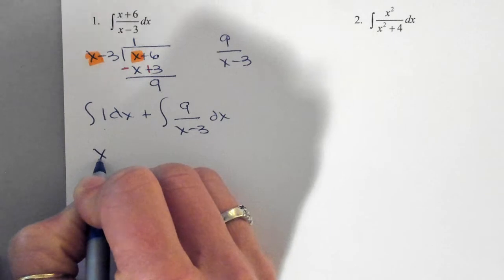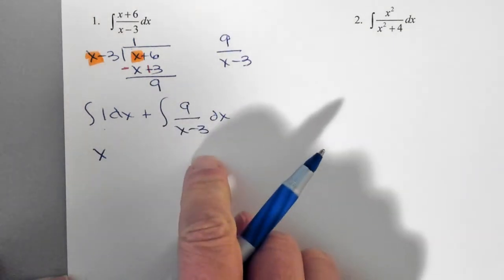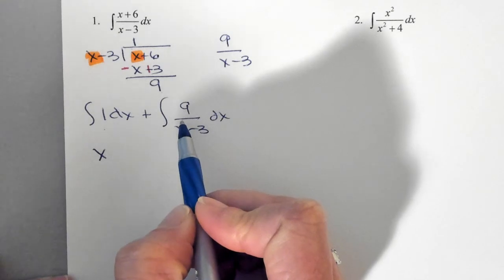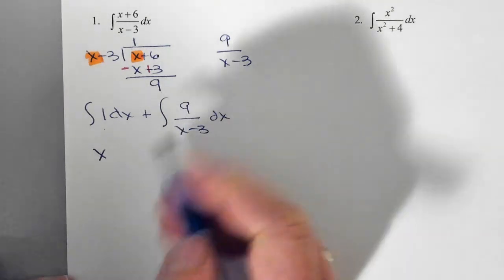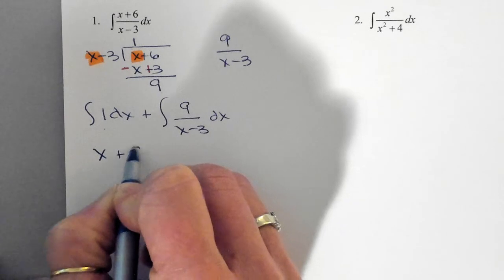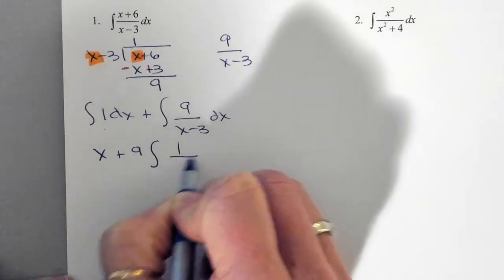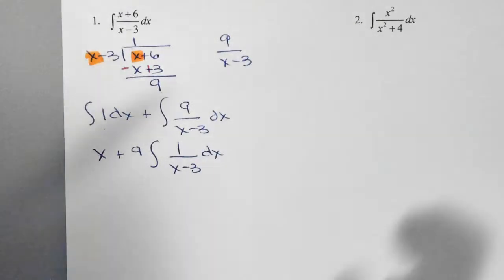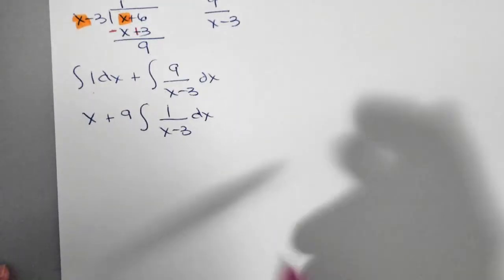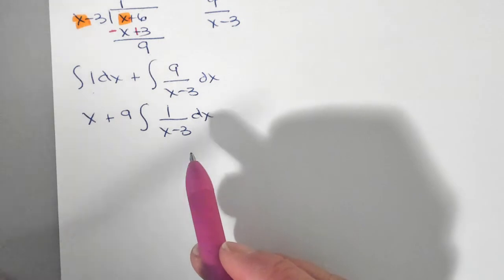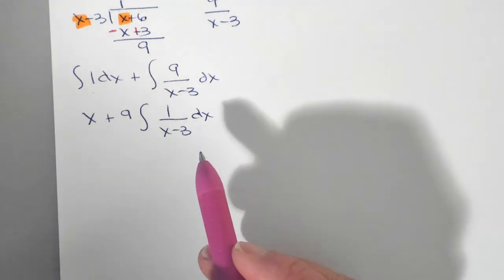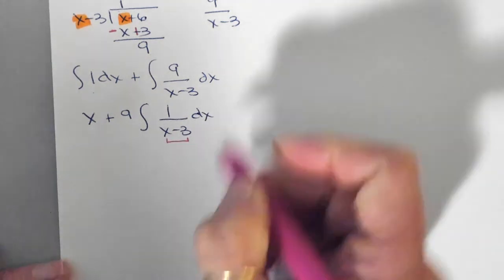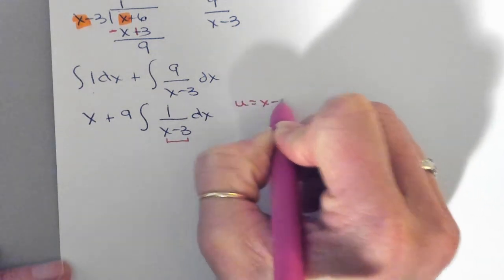So I'm going to leave this as an x, but I need to do a little bit of work here. So this 9 is a coefficient, correct? So what can we do with coefficients when we're integrating? Yep, bring it to the outside. Plus 9 times the integral of 1 over x minus 3 dx. So eventually you'll probably be able to do this without a u sub, because you're going to get used to the process. But technically your u sub is what's in the bottom right here. So you're going to say u is equal to x minus 3.